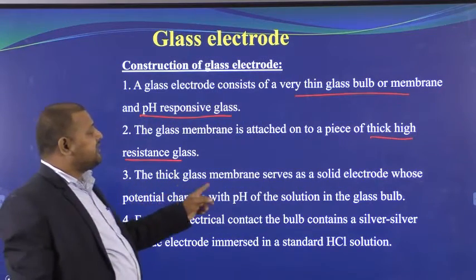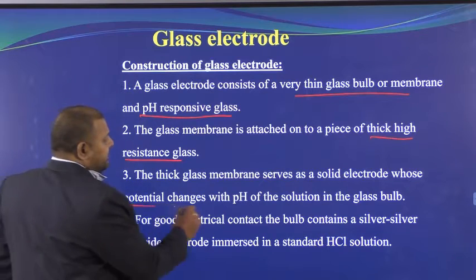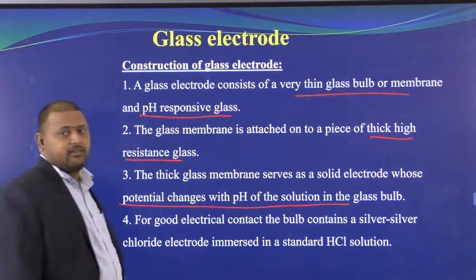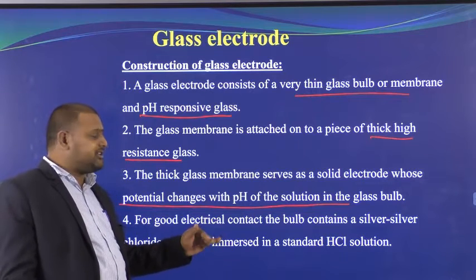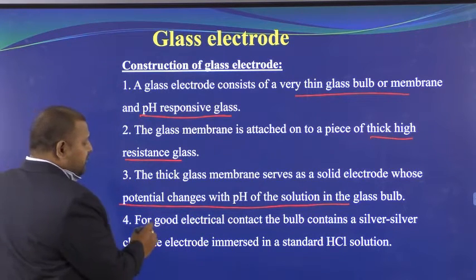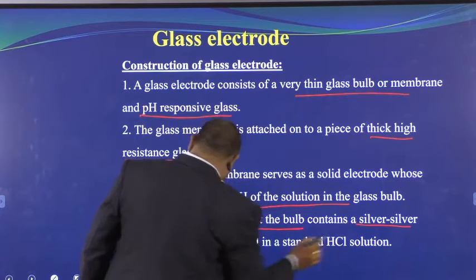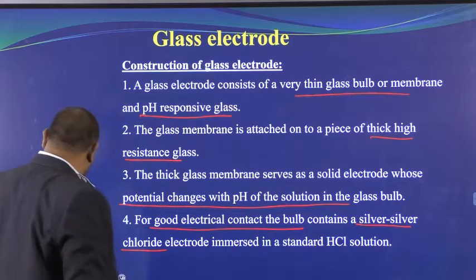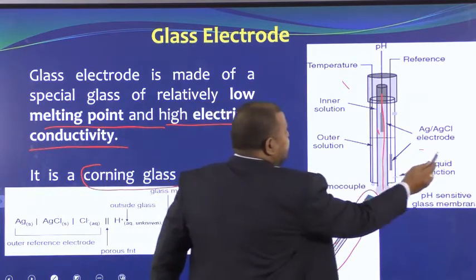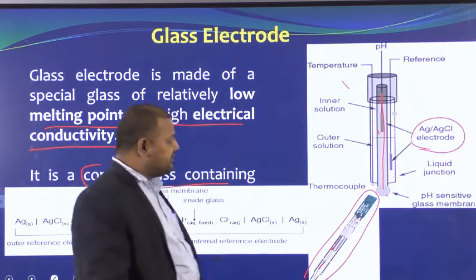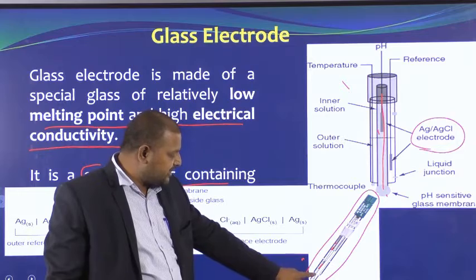A thick glass membrane serves as the solid electrode whose potential changes with pH of the solution. If the pH changes, immediately the potential changes. For a good electrical contact, the bulb contains, we generally use the silver chloride solution. So here it is, silver chloride solution. Here the AgCl electrode. We generally use this. Look here, it is in silver color. Silver chloride solution is there inside.